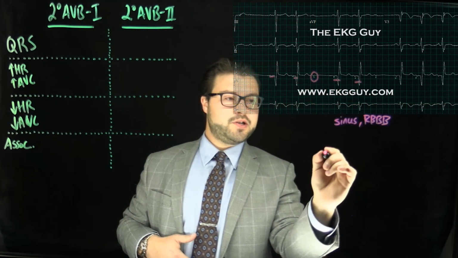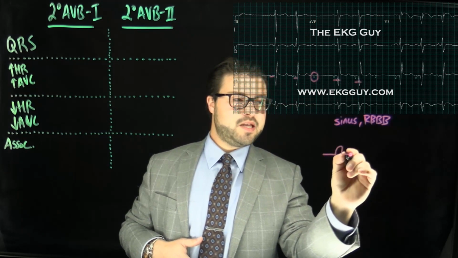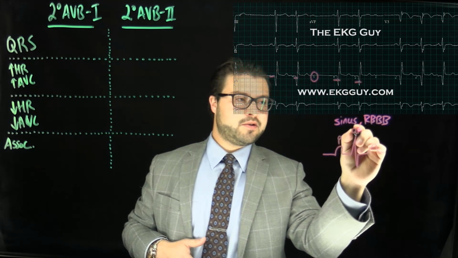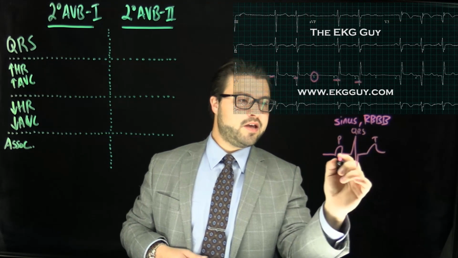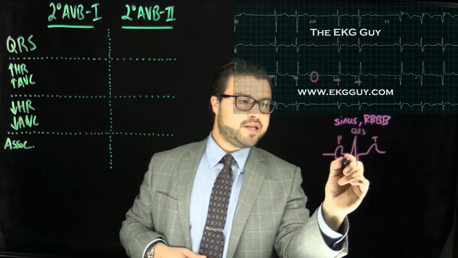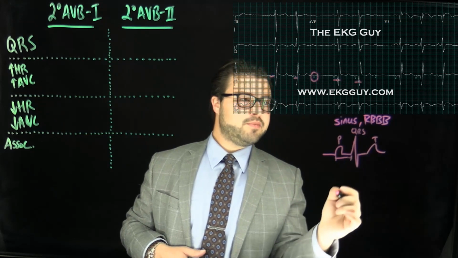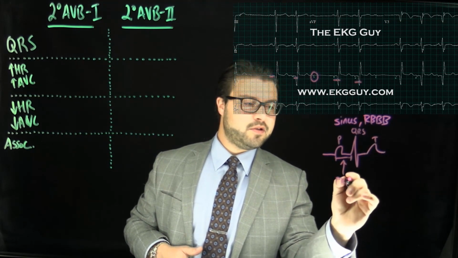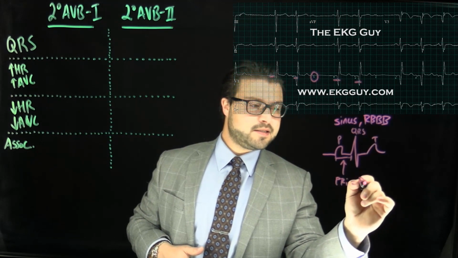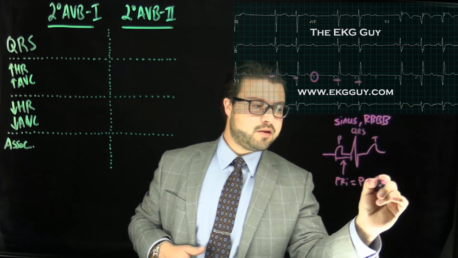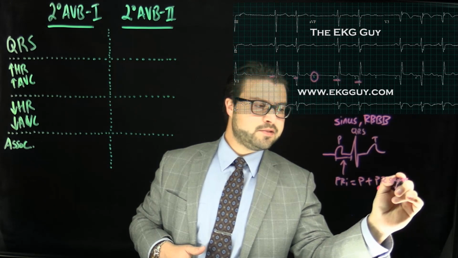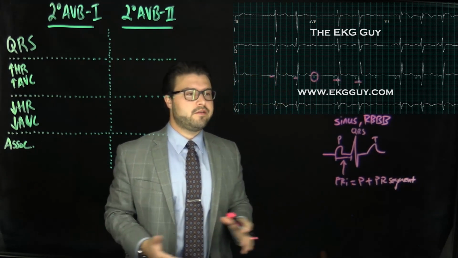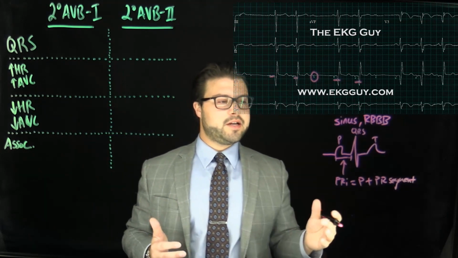So essentially what you want to look at is those P waves. Imagine here's your P wave, this is your QRS complex, and this is your T wave. We're essentially looking at from the beginning of the P wave to the beginning of the QRS complex. So this area here is called the PR interval. And the PR interval consists of the P wave plus the PR segment. So it essentially includes atrial conduction up until the point of ventricular depolarization. So that's the PR interval.